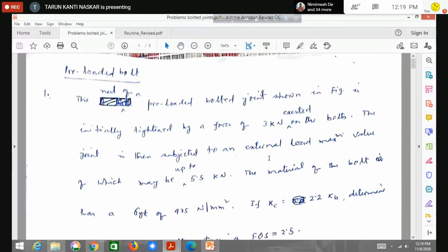Can you see the screen? Numerical problem, can you see it? The screen is shown to you? Yes, sir. Yes, sir. Okay.